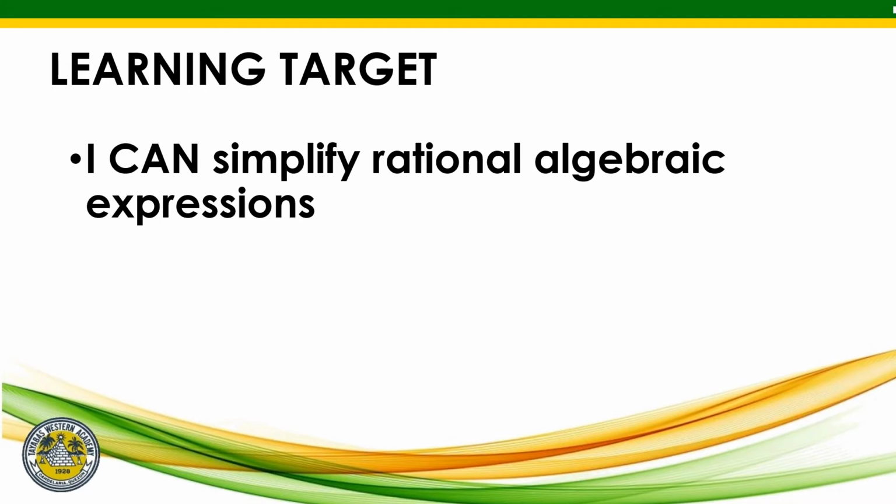So at the end of this lesson, we are expecting that you can simplify rational algebraic expression. So kaya nyo nang i-simplify yung rational algebraic expression.